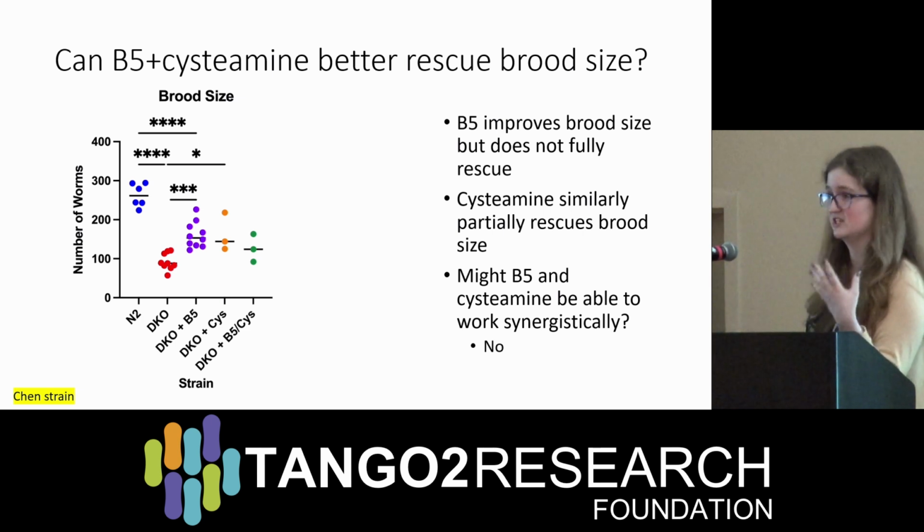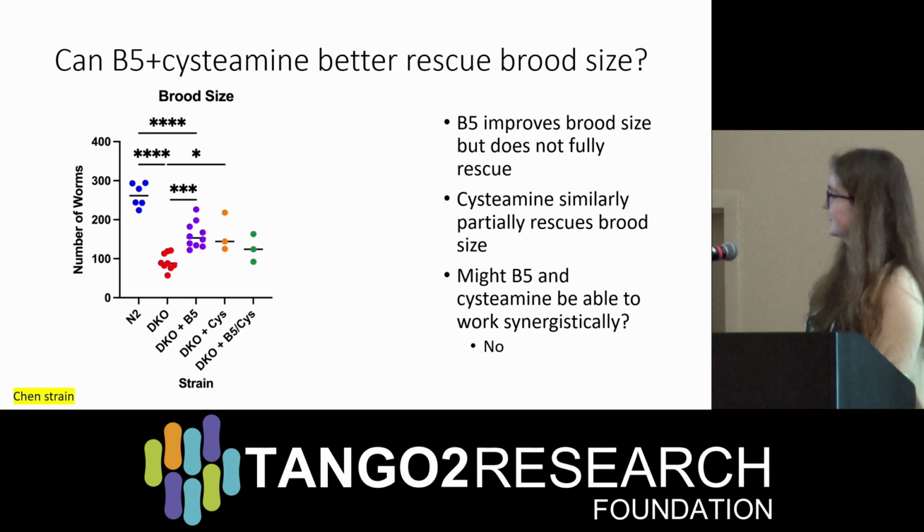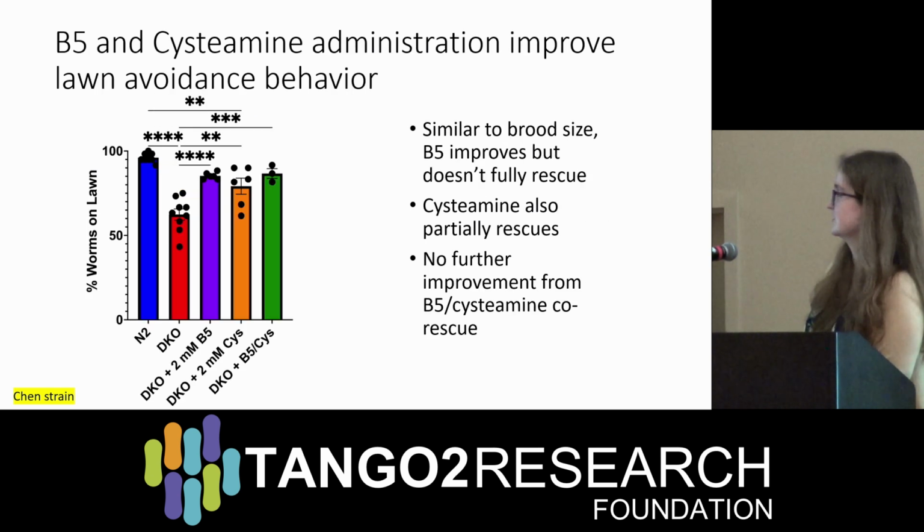So it could be changing the amount of B5 or cysteamine that the E. coli are producing. So there are some other questions that we're working on exploring in this particular step. And then we also wanted to look at other aspects of worm behavior.